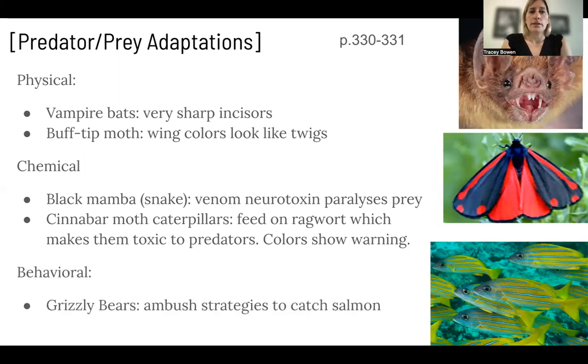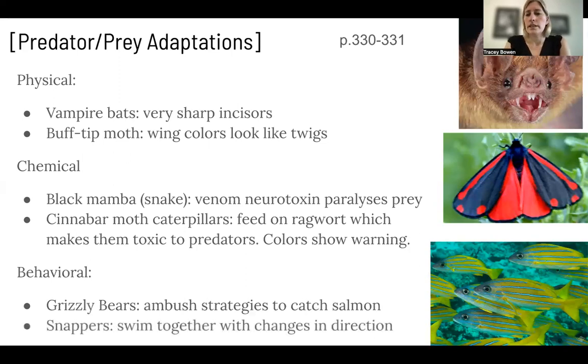And then also predator-prey adaptations can be behavioral. So in the case of grizzly bears, they have different ambush strategies for catching salmon in a river. But snappers, which you can see here on the right, are going to swim together in a school of fish with random erratic changes in direction so that they can avoid being eaten very easily.